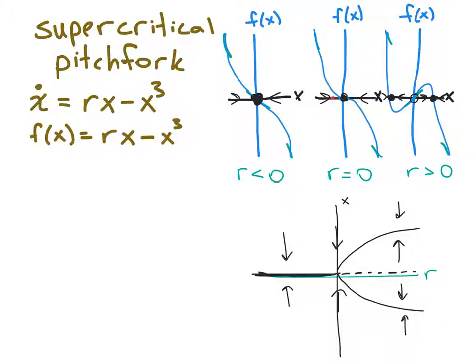When r is equal to 0, the origin is still a stable fixed point, in this case algebraically stable instead of exponentially stable. Solutions are still flowing to the origin, albeit more slowly. And then here we are at a positive value of r, and we have that unstable fixed point at the origin, our pair of stable fixed points, and flow pointing away from the origin towards our stable fixed points. So those are the three cases that we saw above.